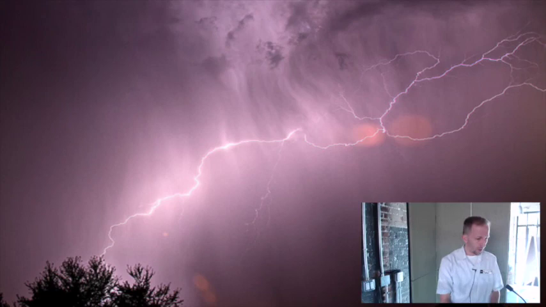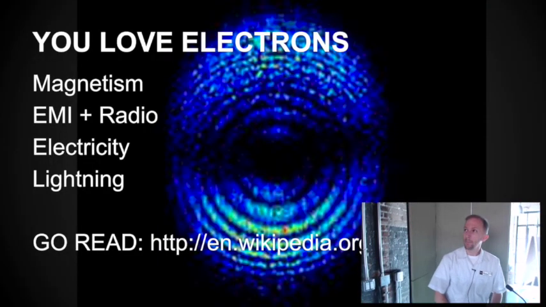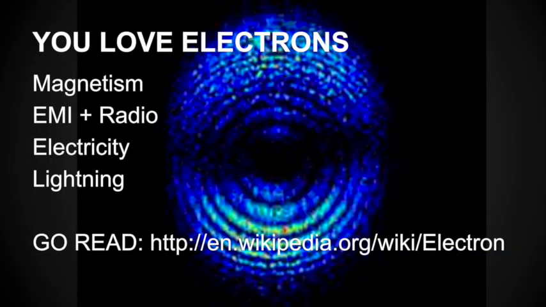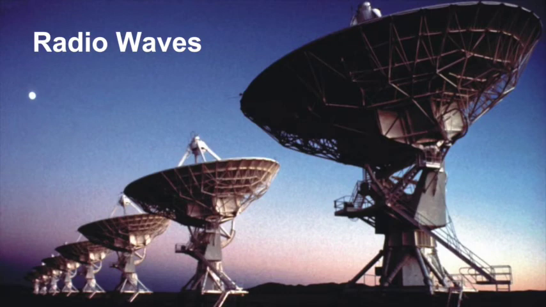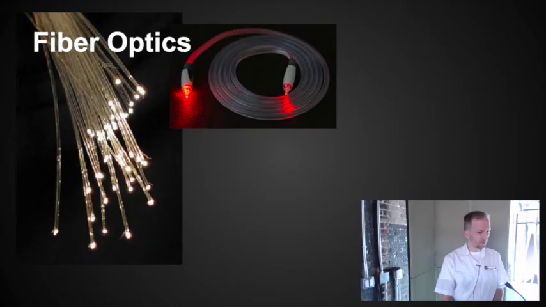All right, let's see, click. Okay, you love electrons, and here's why. They are responsible for magnetism, electromagnetic interference, and radio, electricity, and lightning. I highly recommend you read more about electrons because they are awesome little boogers. Also, they are responsible for creating radio waves, and I thought about going into this a little bit, but it gets even crazier, I think, than just talking about Ethernet and copper. Yeah, really crazy.